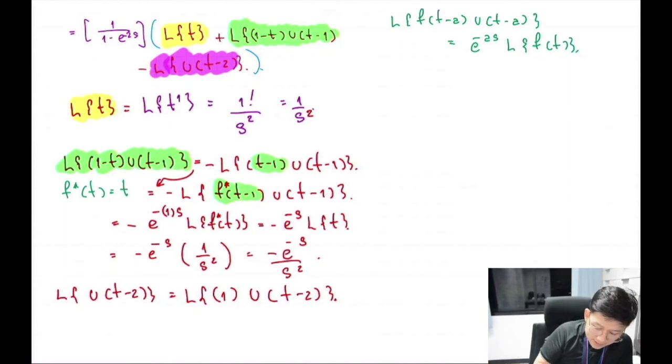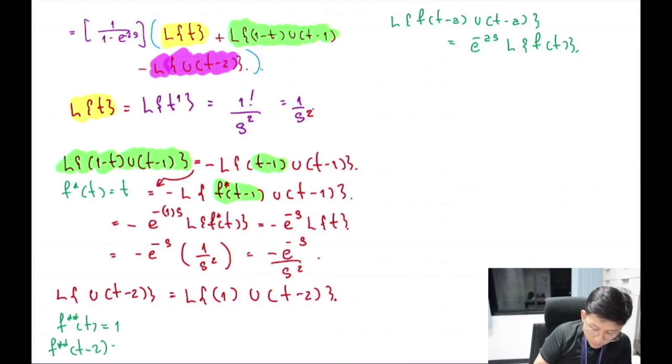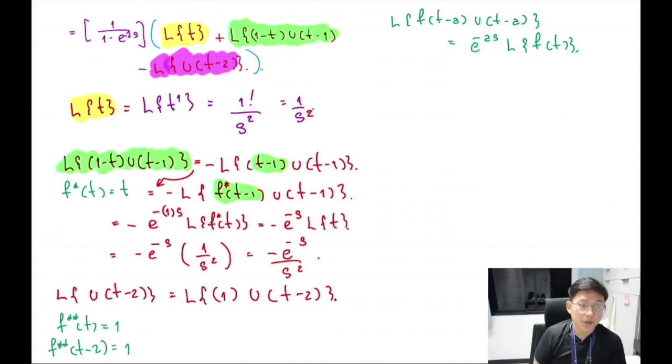And then if I let f double star of t be 1, then f double star of t minus 2 is also 1, right? If f double star of t is 1, then f double star of t minus 2, f double star of 5, f double star of 10 are all 1, because f double star of anything is 1.